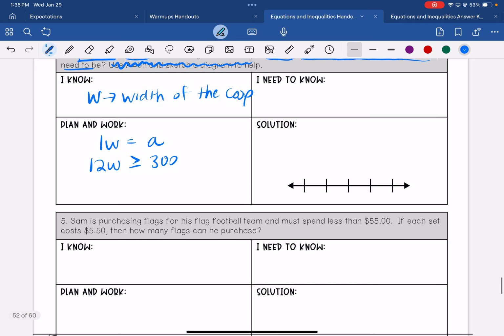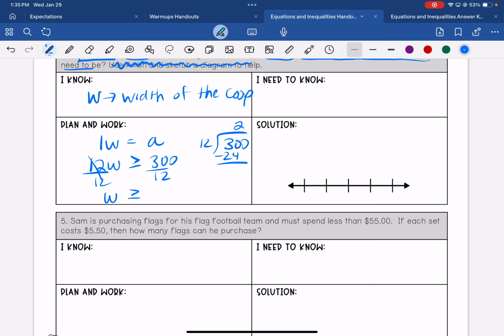So it'd be greater than or equal to. Let's divide both sides by 12 to solve this. 12 divided by 12 is 1. And if you can't do this mentally, just do it off to the side. 12 goes into 30 twice. Subtract your 24, you're left with 6.